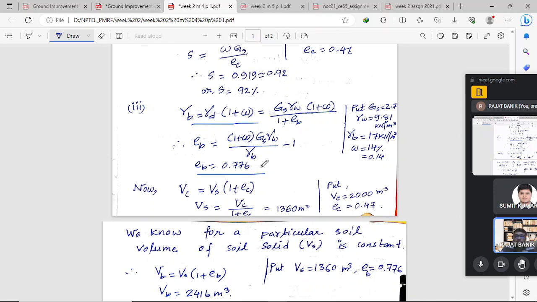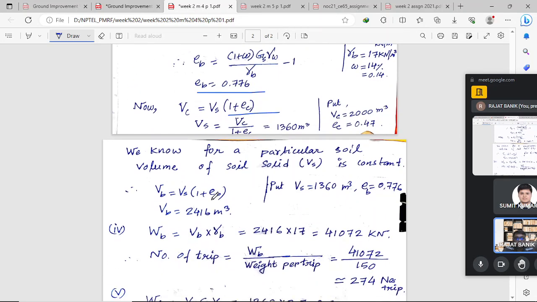By this assumption, we can solve this problem. The total volume of the compacted field is given as 2000 meter cube, and we also found the void ratio of the compacted field. By the formula V is equal to Vs into 1 plus e, we can easily find the volume of soil solid. After finding it, we can find the total volume of the borrow pit.